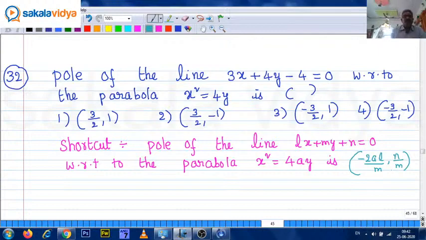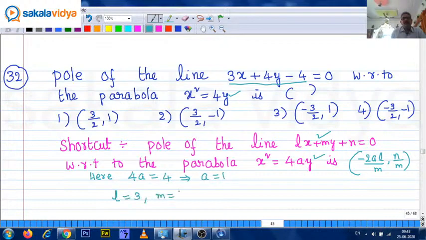So now here, the given line is compared to this general line, whereas x square is equal to 4ay is compared to this parabola. Here we get 4a equals to 4, so a equals to 1. Now L equals to 3, m equals to 4, n equals to minus 4. I think you may not get any confusion.